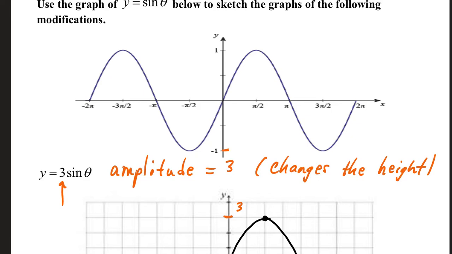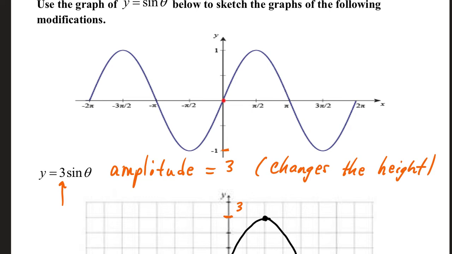Use the graph of y equals sine theta below to sketch the graphs of the following modifications. In this video, we're going to discuss amplitude and period and how number placement in your trig function affects the graph of it.